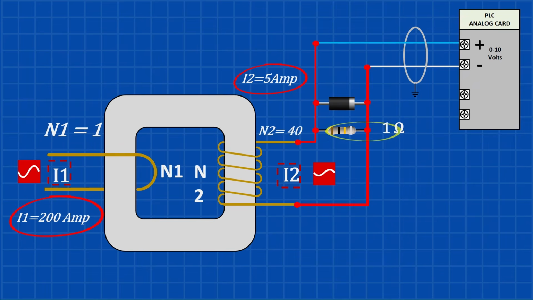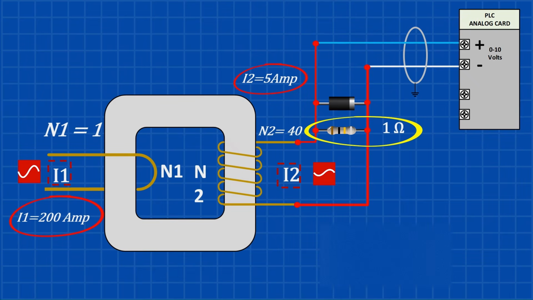Another way to bring this signal into a PLC is by converting the CT current into a voltage signal. We can do that by installing a 1 ohm burden resistor across the secondary. Using Ohm's law, voltage equals current times resistance. So with 5 amps flowing through a 1 ohm resistor, we get 5 volts. That gives us a signal the PLC can read.